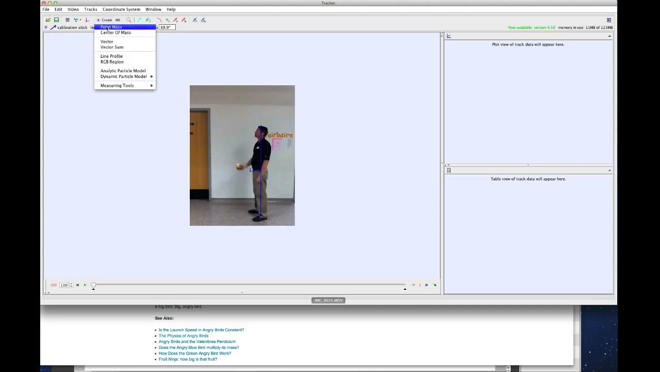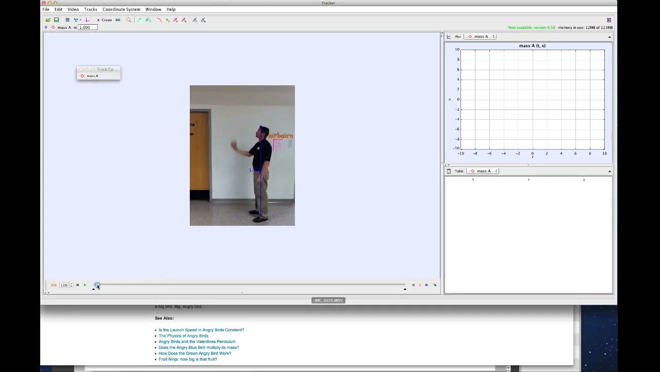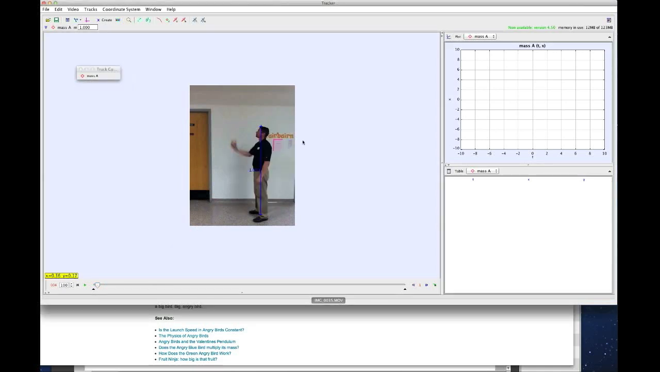Now, we're going to be throwing the ball up in the air, so we want to create a point mass. Okay, so that creates this right here, and you want to scrub until right when you release the ball. So it looks like right about here. Now, what you do is you push control, or shift and click, and you get this little crosshair thing.